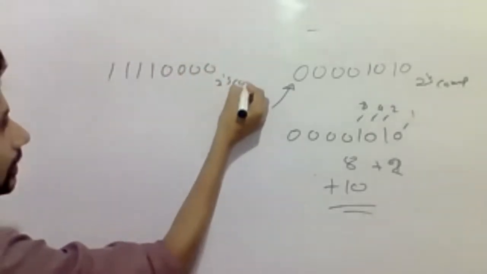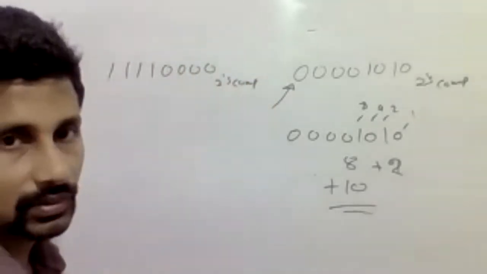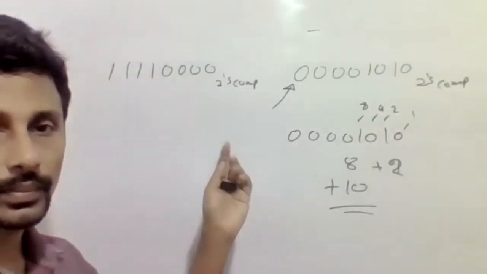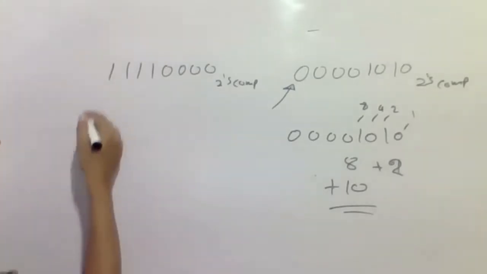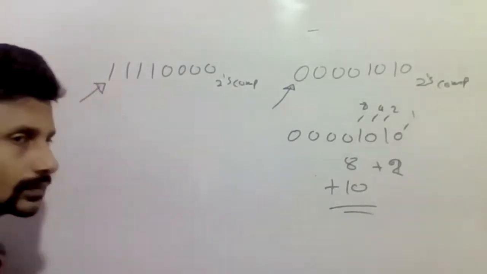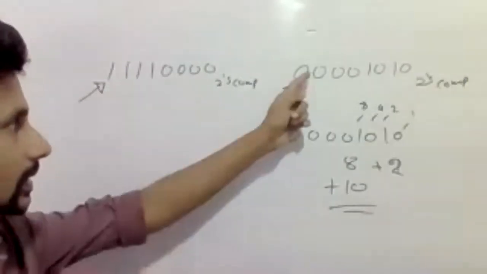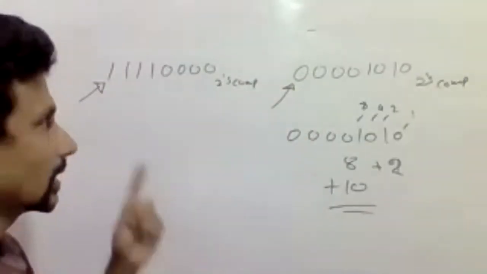So I am writing another value here, 1 1 1 1 0 0 0 0 in 2's complement. They have to give whether it's a 2's complement or 1's complement, right? So if it is 2's complement, then again you are checking this MSB, the most significant bit. Now earlier it was 0, but here it is 1.